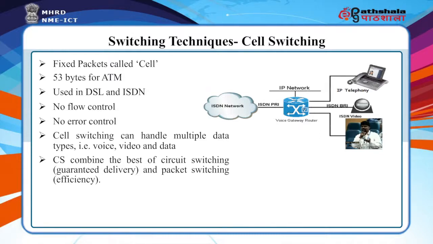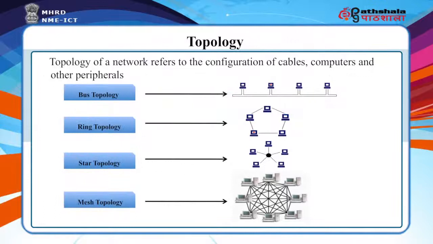We have seen how data is switched, or packets are switched, from one network or one computer to another computer. Now, if we want to connect computers over a network, how do we connect these computers? That is what is called network topology. The topology of a network refers to the configuration of cables, computers and other peripherals. How the cable is connected and how the peripherals are connected refers to the network topology.